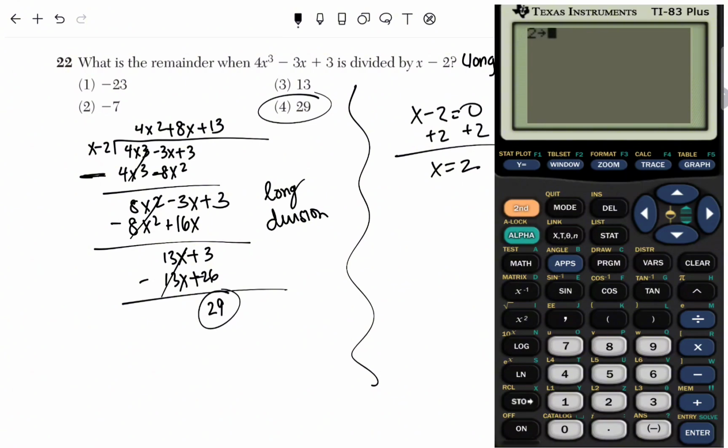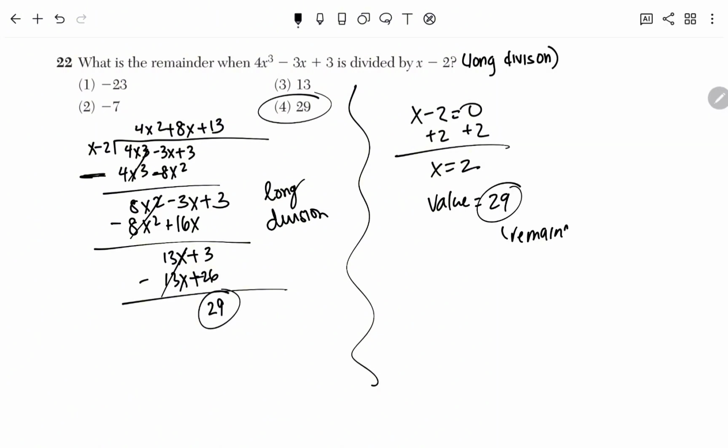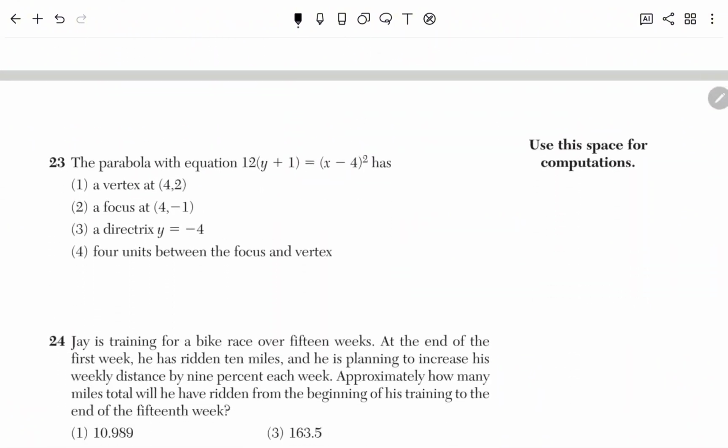And I'm going to write my function again. So 4x cubed minus 3x plus 3. Again, I get a value of 29, and I know that is my remainder. So this saves time, but it's also good to know the foundation of the concept itself.